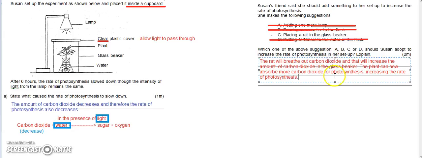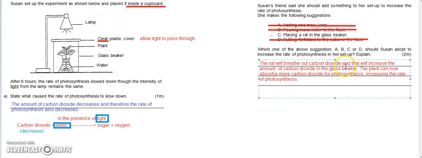Start from the beginning. Okay, how does it help? First of all, we know that the rat will breathe out carbon dioxide. Okay, and that, so what, right? Always ask yourself in science questions, so what? So the rat will breathe out carbon dioxide, and that will increase the amount of carbon dioxide in the glass beaker. So what? Now, if the carbon dioxide is increased, the plant will now absorb more carbon dioxide for photosynthesis. Alright, and when that happens, that means the rate of photosynthesis will increase.